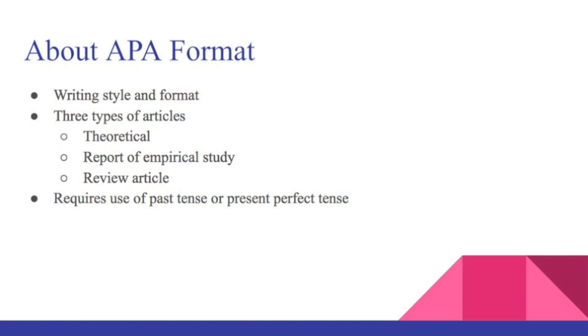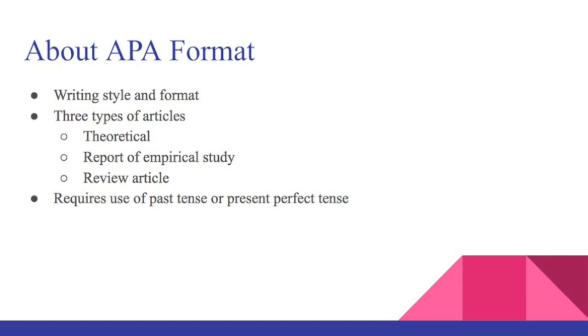What is APA format? APA is a writing style and format for academic documents such as journal articles and books, as well as reporting test results, writing theories, and reviewing literature. There are three types of articles: theoretical, report of an empirical study, and review article.